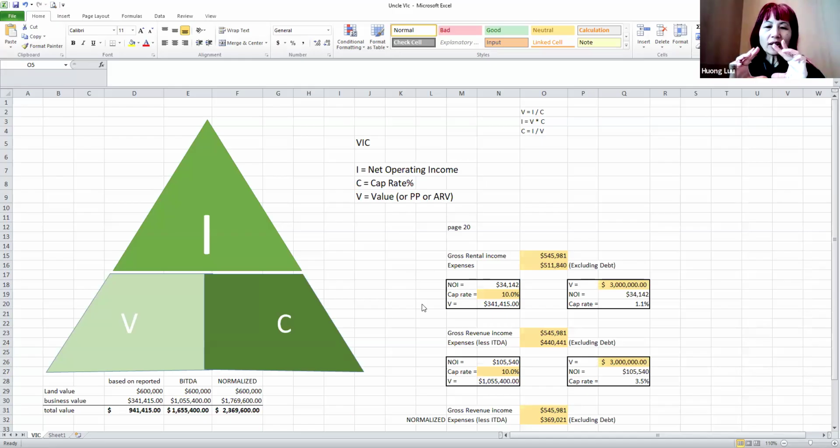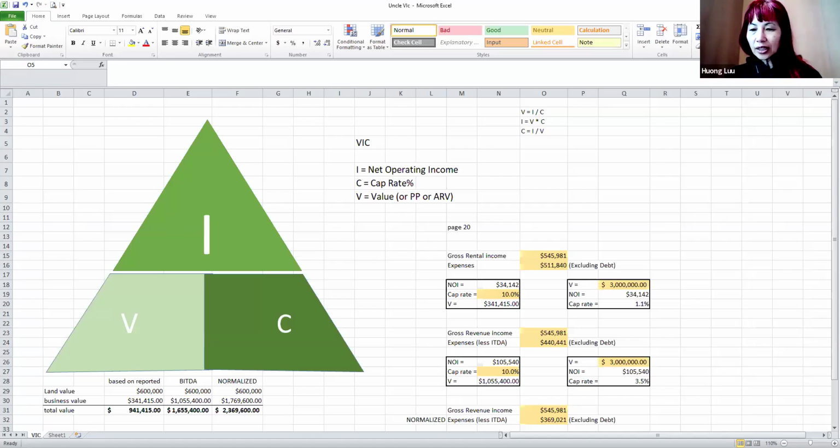So imagine a triangle, and this is just a normal basic math rule: when you have a triangle, you cover what you don't have the answer to, and that's what you're going to solve for. Okay, so the V is on the bottom, the I is on top, and the C is on the other corner of your triangle. So the way to remember this is that this is your Uncle Vic. Cover what you don't have. The information that you're trying to calculate for, that's what you cover up.